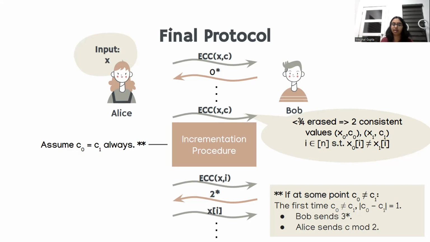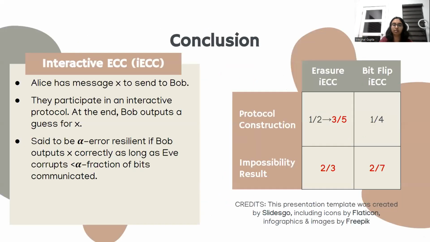And then instead of sending xi for the remainder of the protocol at that point, Alice will just send c mod 2, and by the exact same logic, Bob will eventually receive this bit and know what Alice's value of c mod 2 is. So in conclusion, I've told you about a protocol that achieves greater than 1/2 erasure resilience for Alice to send over a message x to Bob by exploiting interaction.